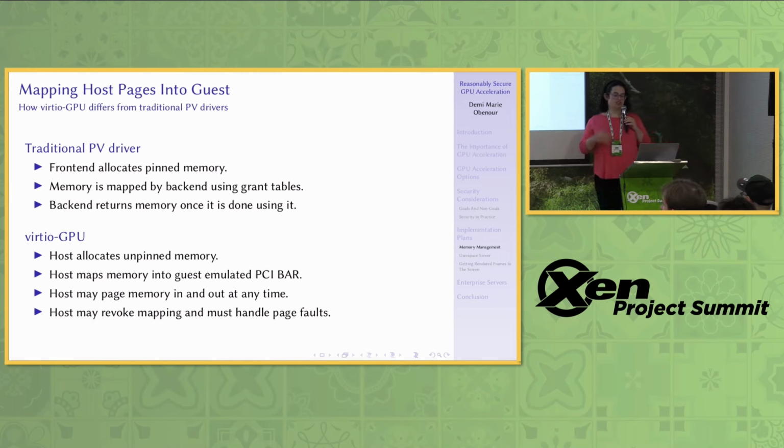Mapping host pages into the guest. This is the first of the implementation plans I'm going to talk about, and this is how a VirtIO GPU is really different from a traditional PV driver. With a traditional PV driver, the guest allocates pinned memory, the front end, the back end maps it using grant tables, and then the back end releases that memory when it's done. With VirtIO GPU, the host allocates memory that's not pinned. It maps it into an emulated PCI BAR. It can page it at will, it can revoke the mapping, and it must handle page faults.